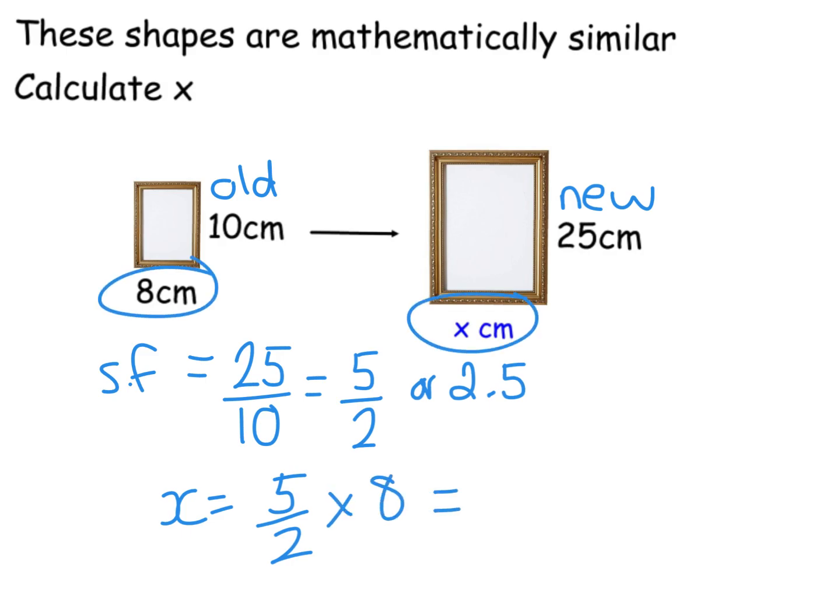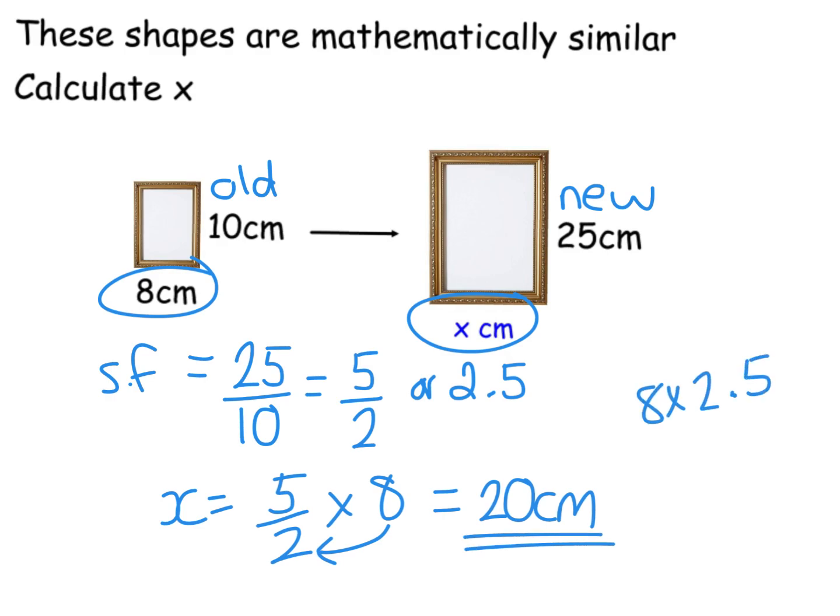And 5 over 2 times 8, I'm going to do good old divide by the bottom times by the top. 8 divided by 2 is 4, times by 5 is 20. So the missing side is 20. Again, I did say you could have used the 2.5. 8 times 2.5 would have been your alternative working there. 8 times 2 is 16. Half of 8 is 4. Add them together, you'll still get the answer of 20.